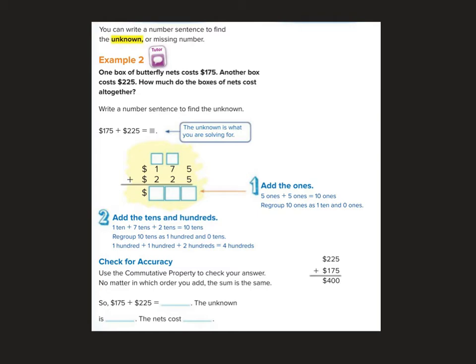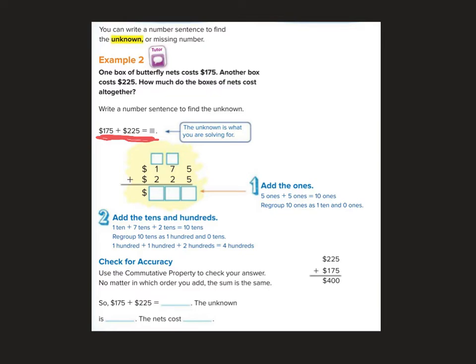So this little bit up top says, you can write a number sentence to find the unknown or the missing number, right? In the previous problem, 185 was our missing number, our unknown. So that's what it's talking about right here. So let's read the question first, and then we'll look at our number sentence and solving for the unknown.